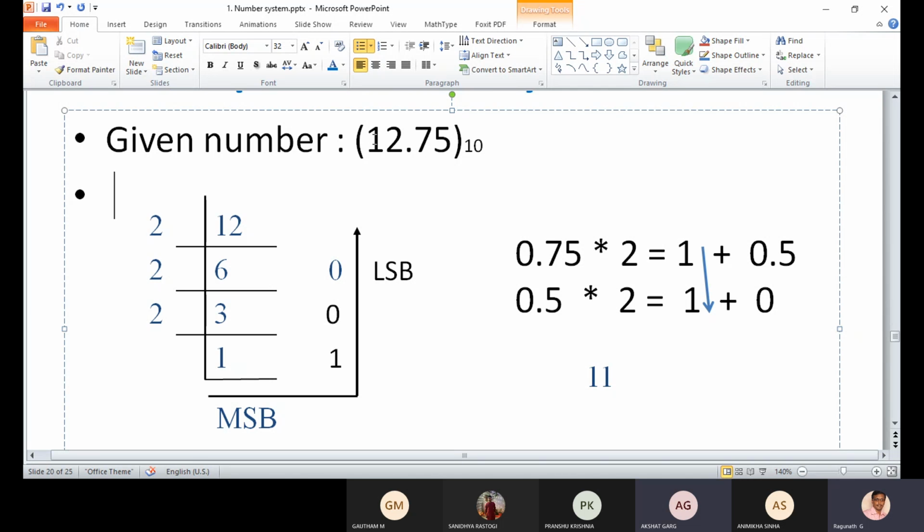Divide by 8. Can you tell me what is the equivalent octal value? How many iterations will it come? One iteration, two iterations, three iterations, or none? One iteration. What is the quotient and what is the remainder? Quotient is 1 and remainder is 4. Yes, tell me.